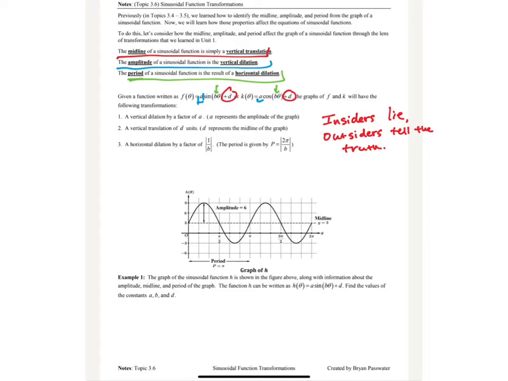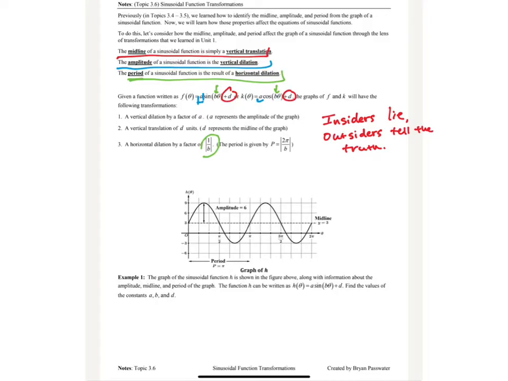Note this. Listen. B is responsible for the period. That's a horizontal dilation by a factor of 1 over B. So if you're ever looking for the period of this new function, you take 2 pi and divide by B, the coefficient of theta. 2 pi divided by B.